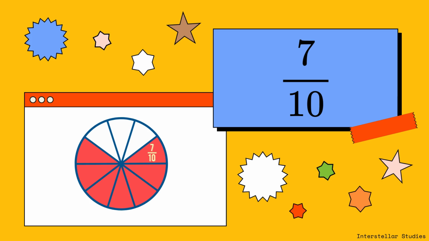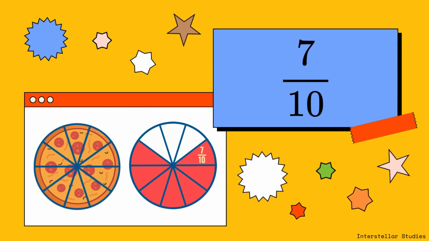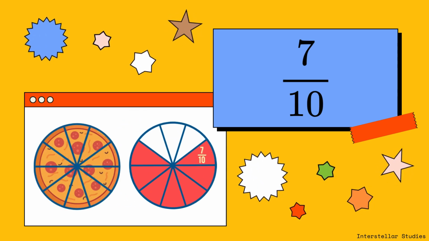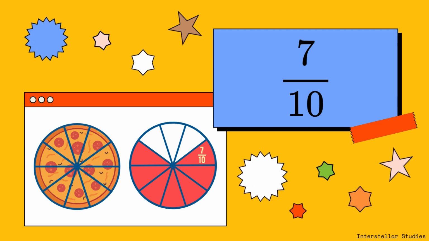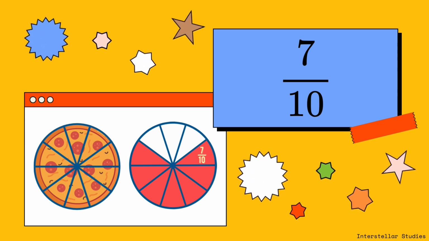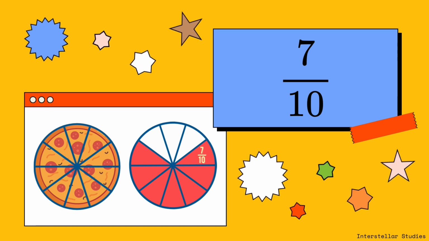Look at it like a pizza. Say you order a large pizza which has 10 slices. Because it's a large pizza, you can't finish it, so you only want 7 out of 10 slices. This means you only want 7/10 of a pizza.